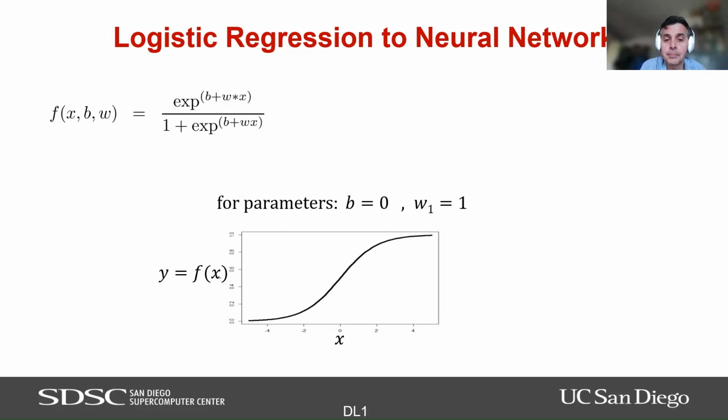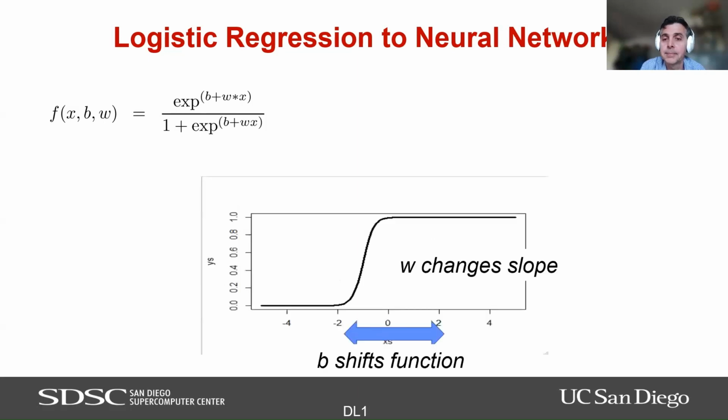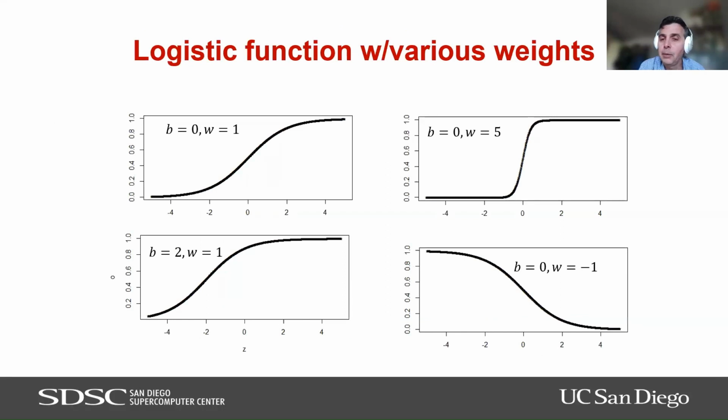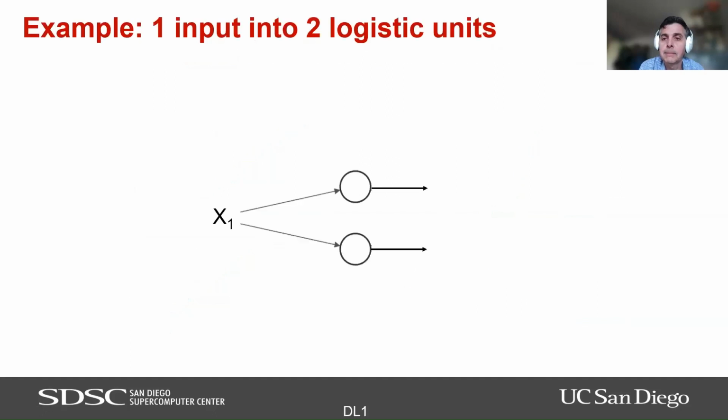And here it is for a couple, there's a couple parameters when we're talking about a function of just y equals f of x. And these two parameters can shift this function around, so it can look very different. If you increase the weight, it can be looking more like a step function, and that could be shifted around the x-axis. And with different combinations of parameters, you can get all kinds of different looking functions.